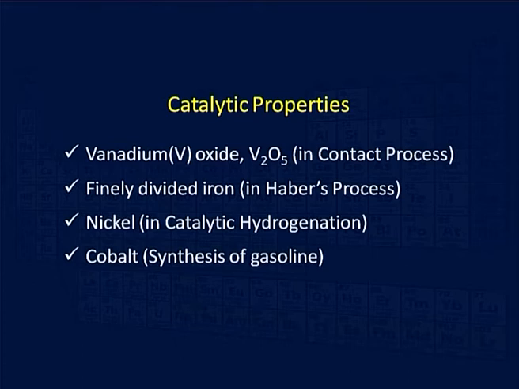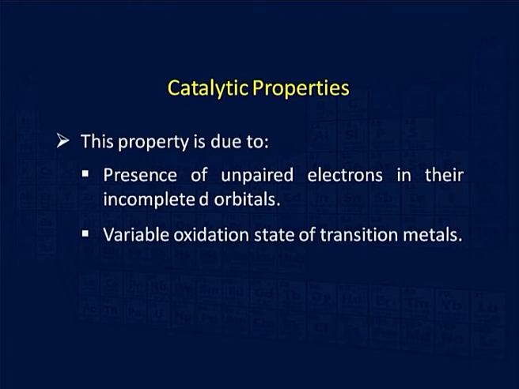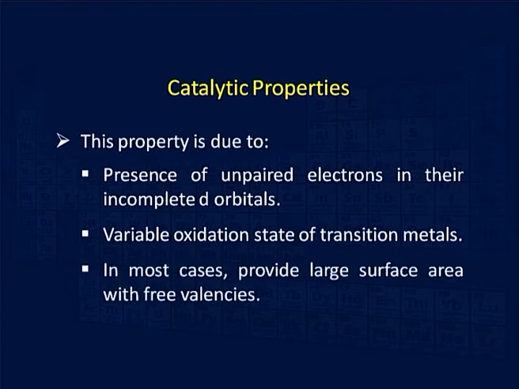Transition metal ions are very important, and their compounds are used as catalysts in various catalytic processes. This catalytic property of the metal ion is due to three reasons. Number 1, presence of unpaired electrons in their incomplete d orbital. Number 2, we have already seen the variable oxidation state of a transition metal ion. And number 3, in most of the cases they provide a large surface area with free valencies. Because of these three reasons, various transition metal ions and their compounds find uses in the field of catalysis.